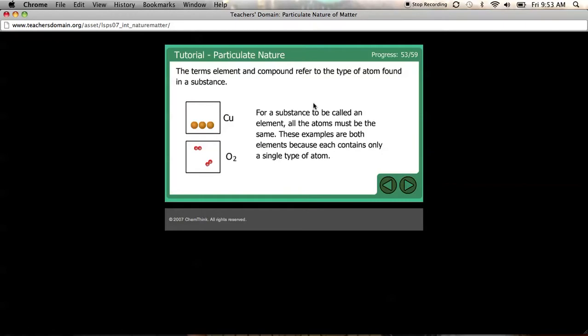Super. Okay, in terms of elements and compounds, for a substance to be called an element, all the atoms must be the same. These examples are both elements because each contains only a single type of atom. So even though there's 2 stuck together, it's still an element because they're both oxygen.